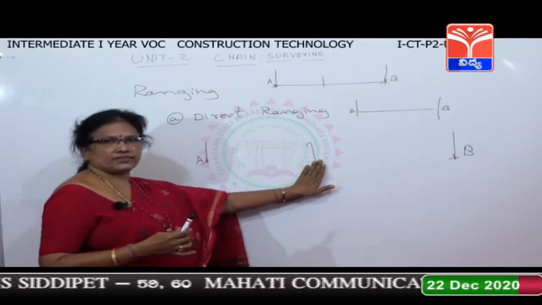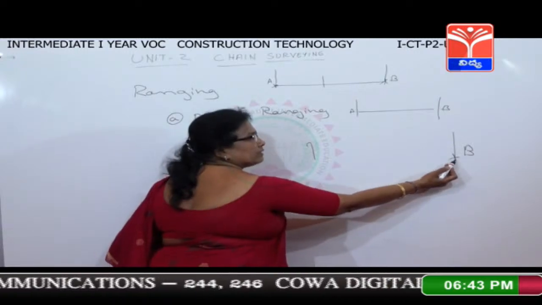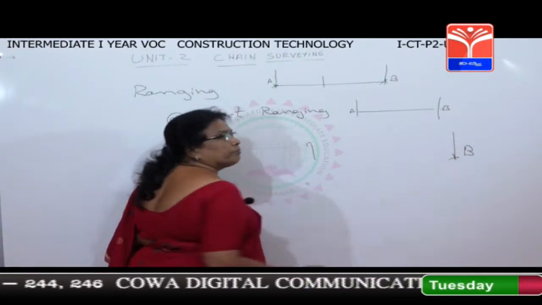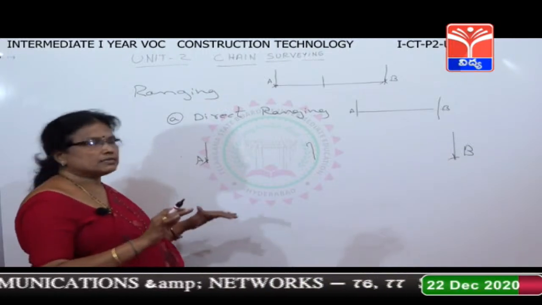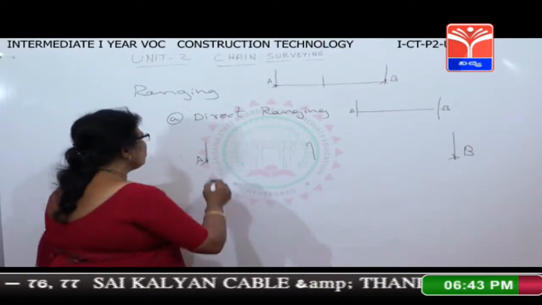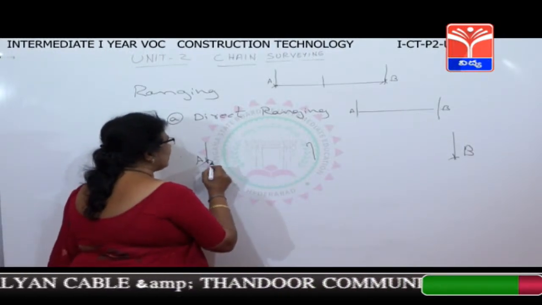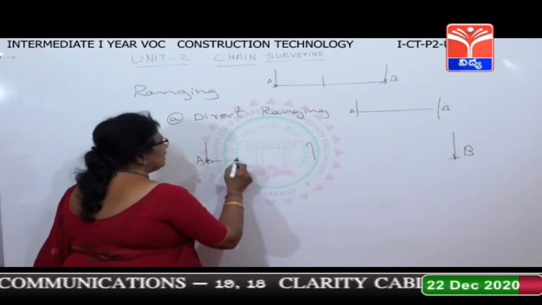Once this line is fixed, this person standing here will direct the end point to bring it in a straight line. Once it is done, then your ranging is done. Then again you will measure the distance, like how I explained, chaining a line. Like this, you have to spread the line.